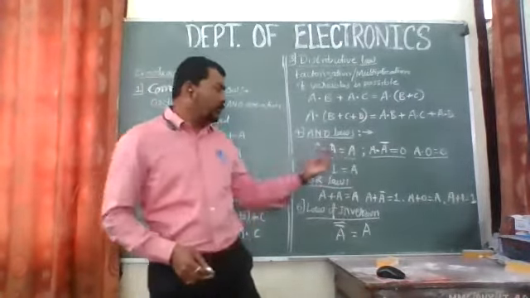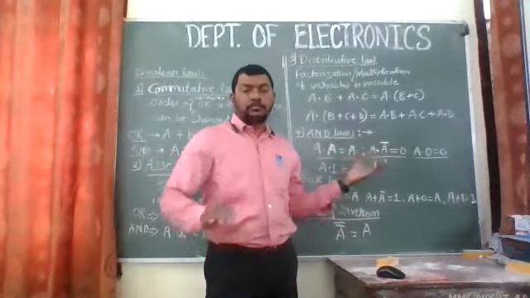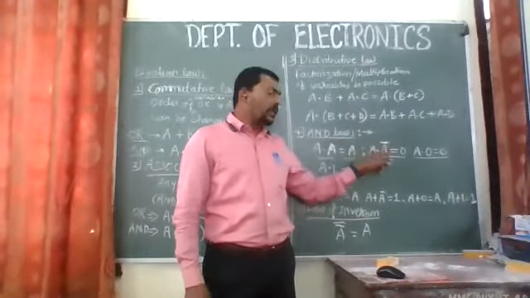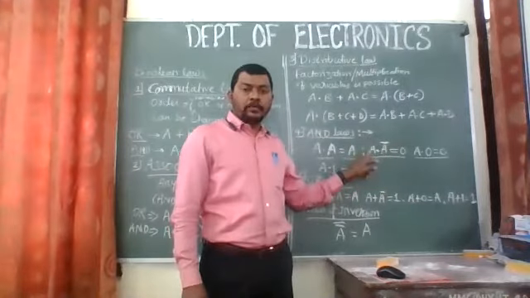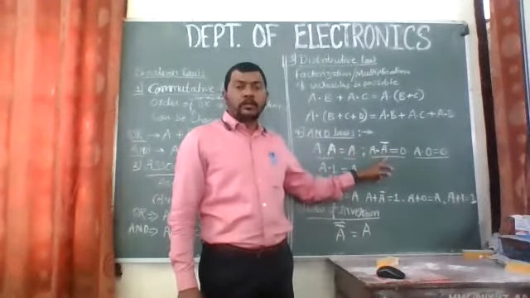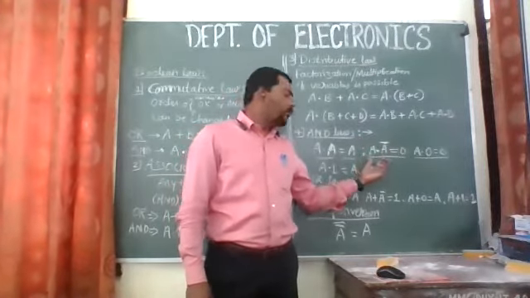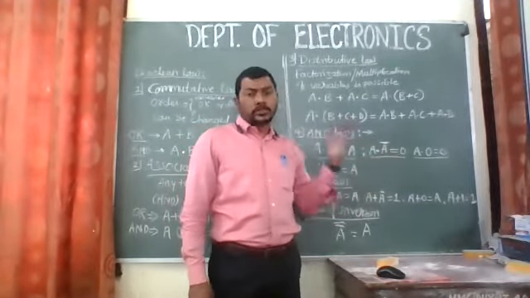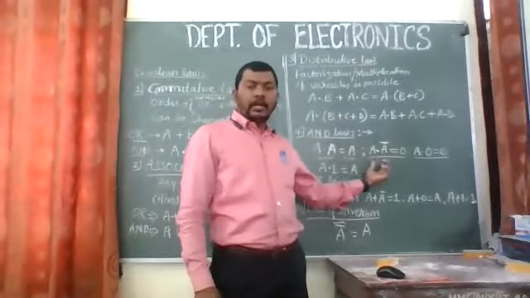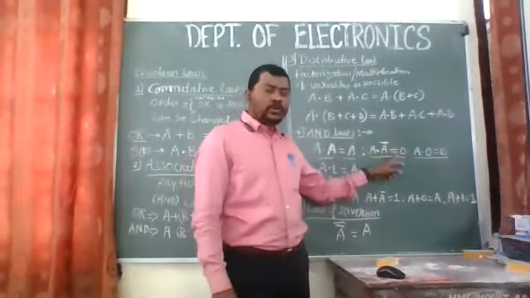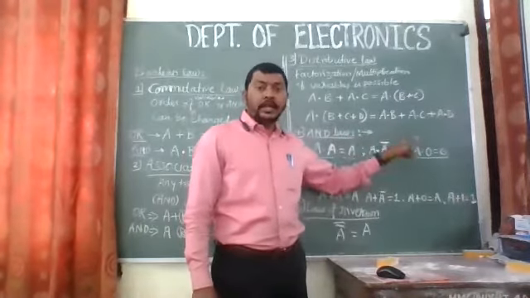Second, A dot A complement. So one of the variables will become 0. If A equal to 1, then A complement will become 0. If A equal to 0, then A complement will become 1. Right? So one of the variables is going to become 0. Therefore, the output is supposed to be 0. So the second AND law is A dot A bar is equal to 0.